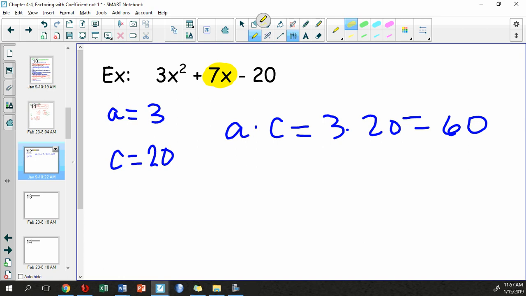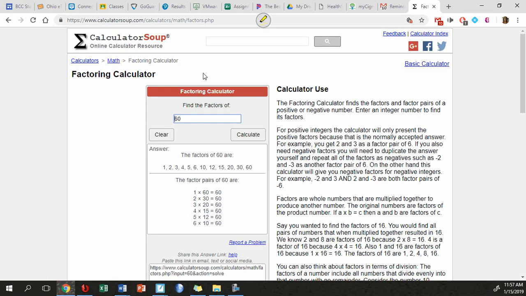Would you agree? So if we come over here, 1 and 60, no. 2 and 30, no. 3 and 20, no. How about 4 and 15? Is that going to give you 11? Is that what we're looking for? 7 is what we're looking for. 5 and 12, will that give us 7? Yes. So we're going to use 5 and 12.